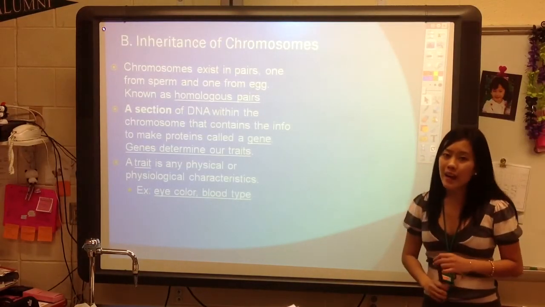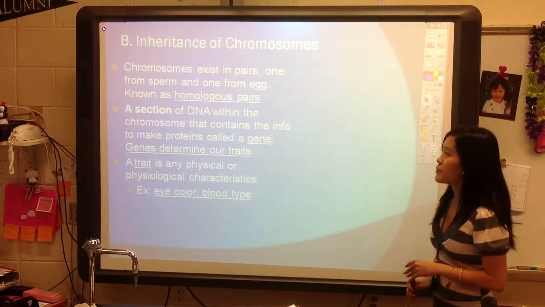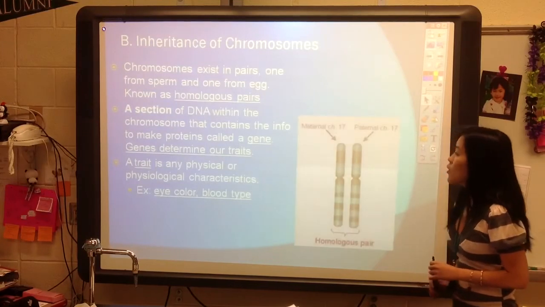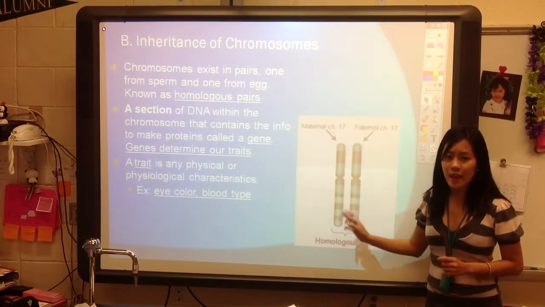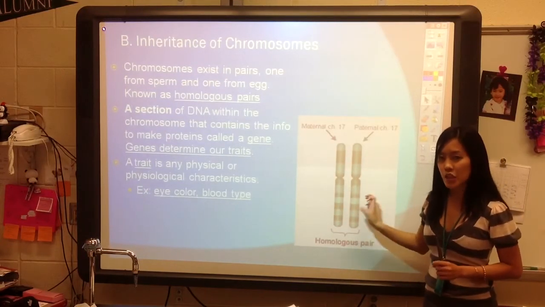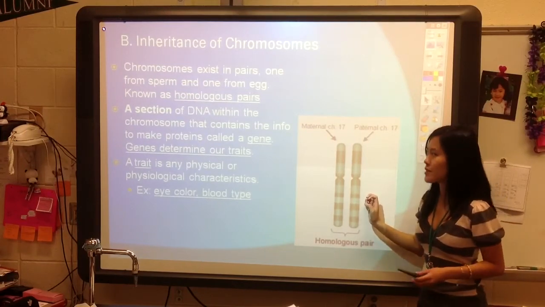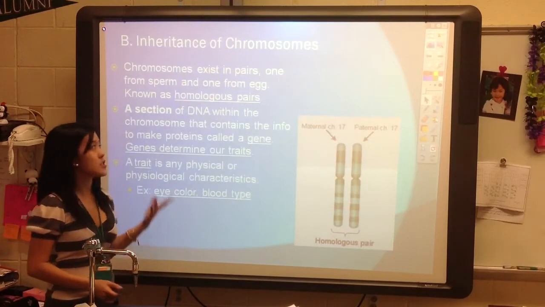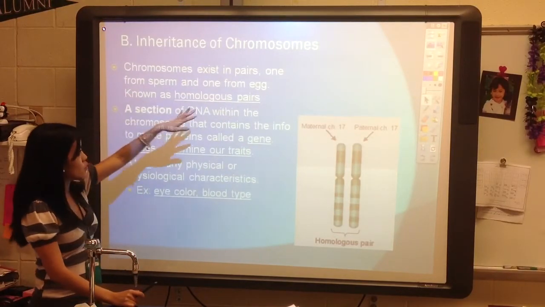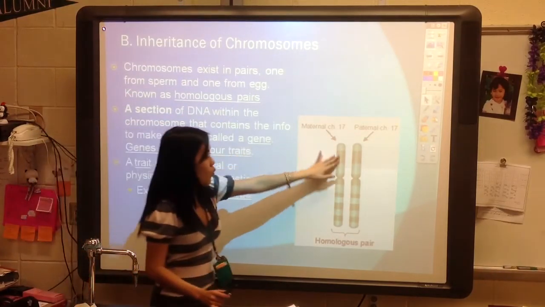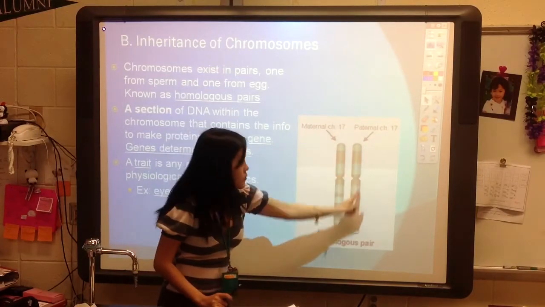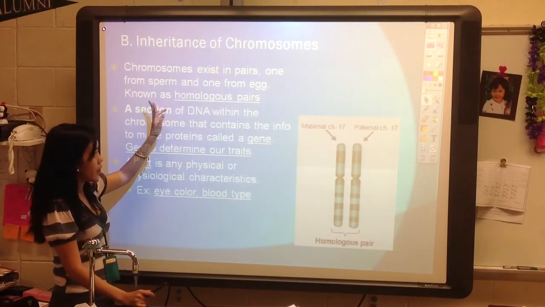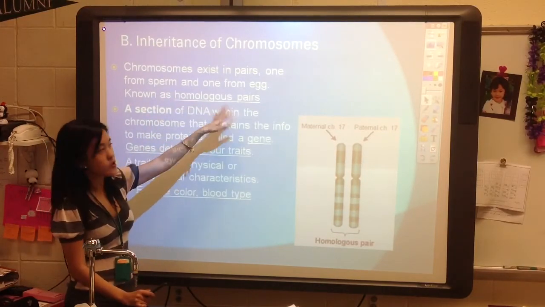So when we talk about the inheritance of chromosomes, we've mentioned chromosomes before, so we want to think about what are chromosomes. Well, chromosomes, remember, are just DNA that's twisted up or coiled up into a neater package, getting ready for meiosis. Chromosomes actually exist in pairs. I mentioned this before, that we get one from sperm, one from egg, so technically one from mom, maternal, and one from dad, paternal. And those pairs are called homologous pairs.